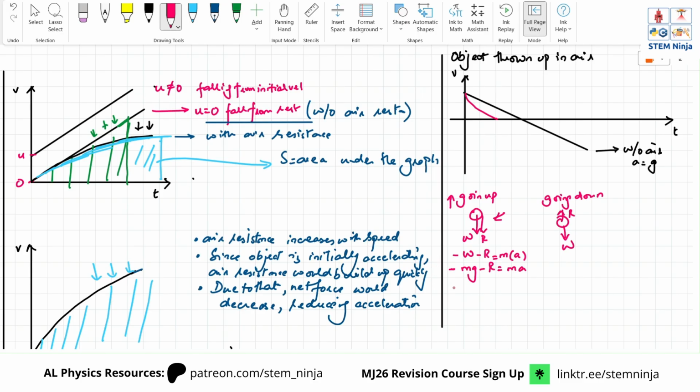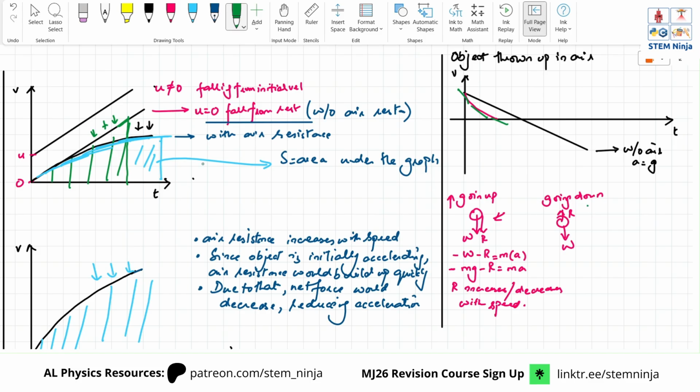And also the fact that the resistance decreases with speed. So when it decelerates, R would become smaller, then the resultant force would decrease also, acceleration would get lower and lower. So as you can see, the acceleration is also decreasing.